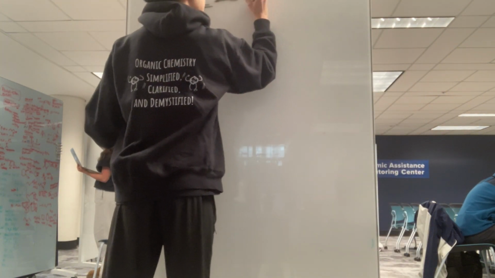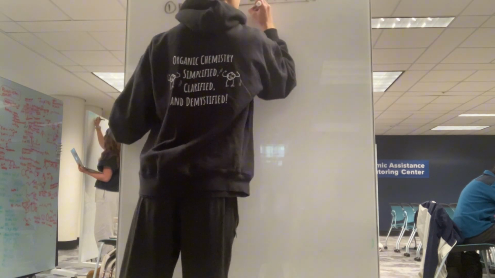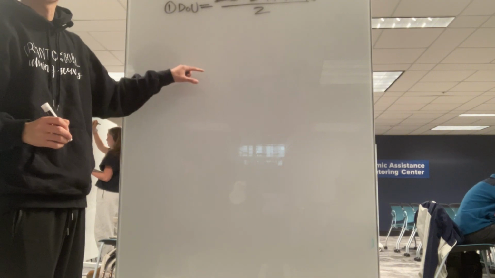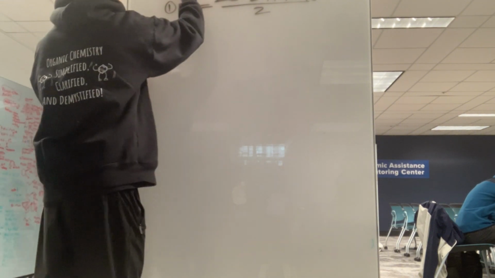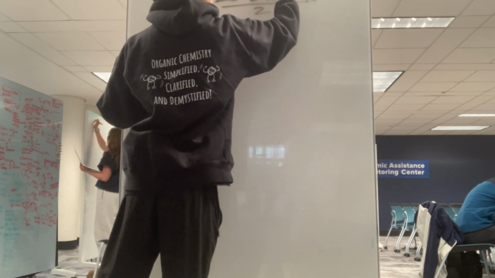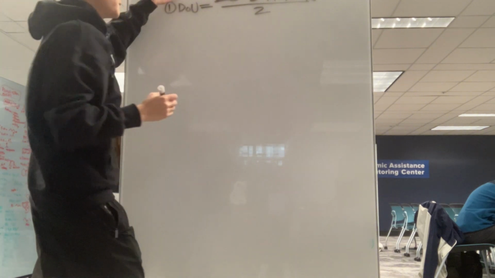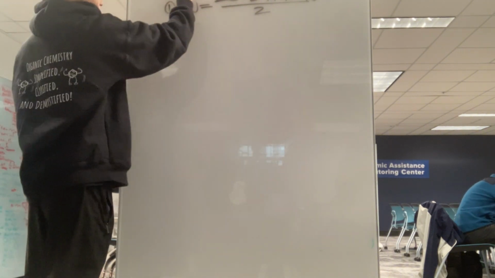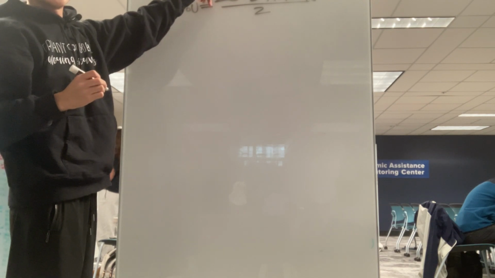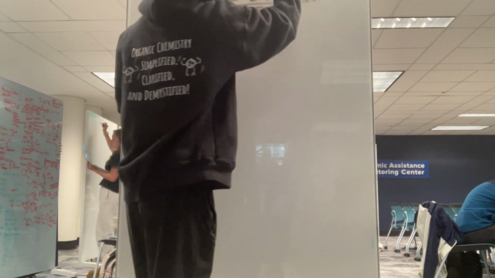DOU equals (2 plus 2C plus N minus H minus X) all over 2. What degrees of unsaturation tell you is how many double bonds you have, how many rings, and how many triple bonds you have, right? If you have a double bond, that's going to give you 1 DOU, 1 pi bond. A triple bond gives 2. Any ring is just 1.